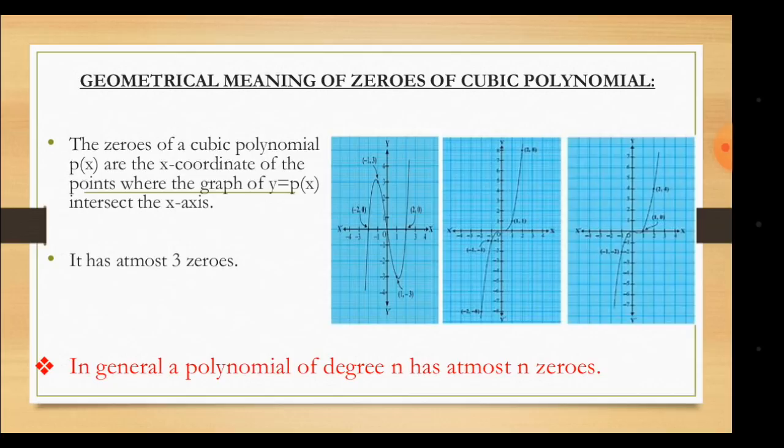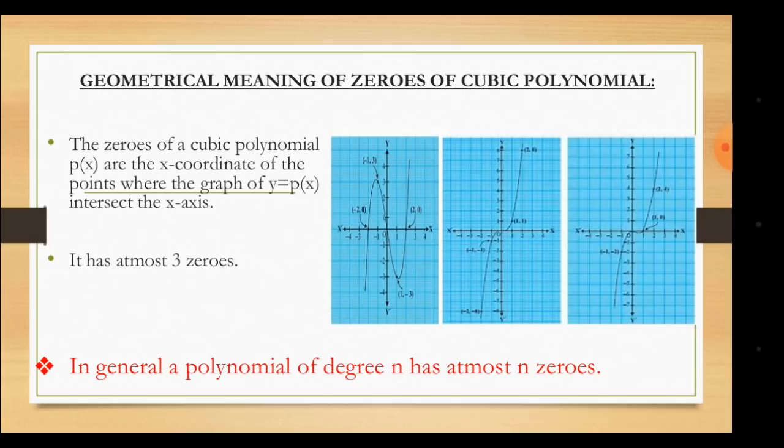Now see the definition. The zeros of a cubic polynomial p of x are the x coordinates of the points where the graph of y equal to p of x intersects the x-axis. The definition is the same as for linear and quadratic polynomials. Zero of a polynomial means the x coordinate of the point where the graph intersects the x-axis. Now according to these graphs, a cubic polynomial has at most 3 zeros. It may have 1 zero, 2 zeros, or 3 zeros, not more than 3 zeros.